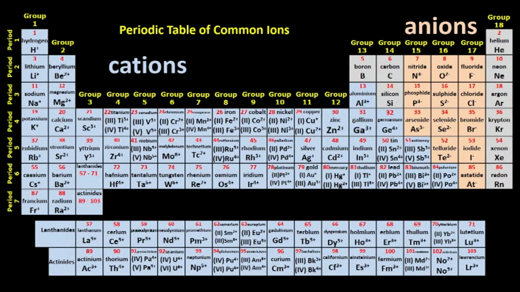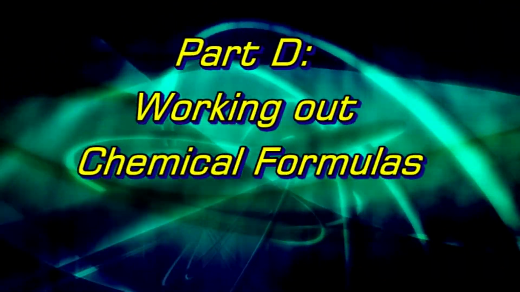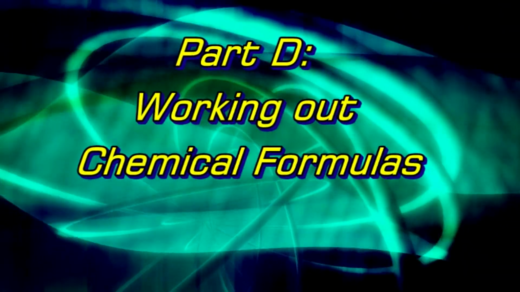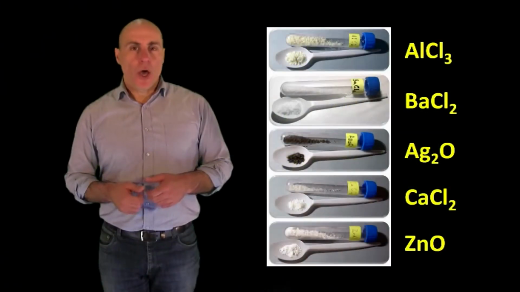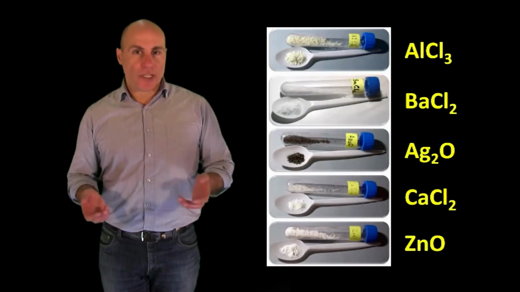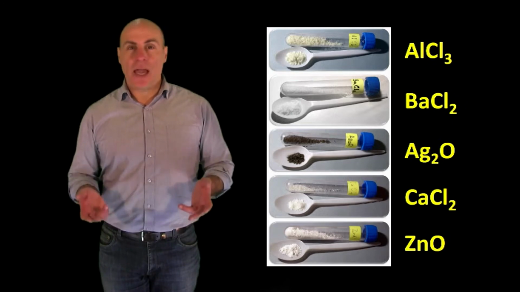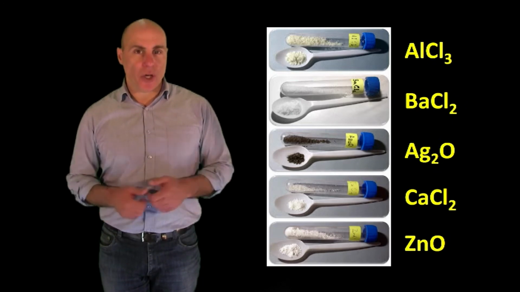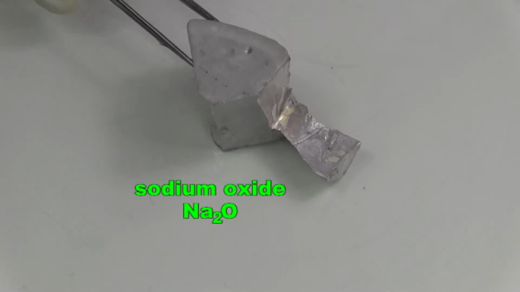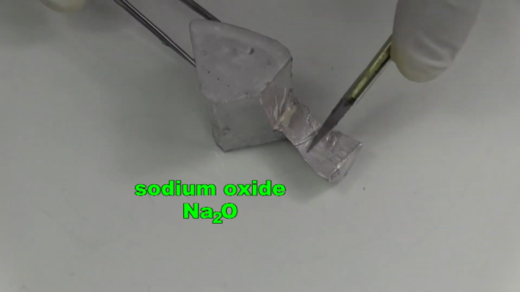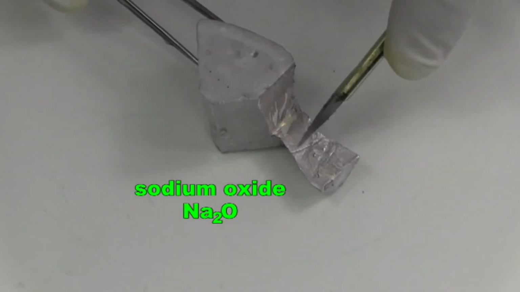By the way, positively charged ions are called cations, while negatively charged ions are called anions. Working out the chemical formulas of ionic compounds is fairly easy, as long as you know the charges on the ions. Let's look at sodium oxide, the light grey stuff that forms when sodium reacts with oxygen.